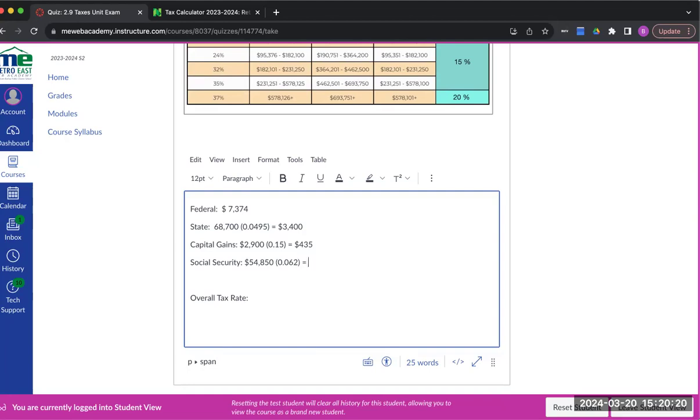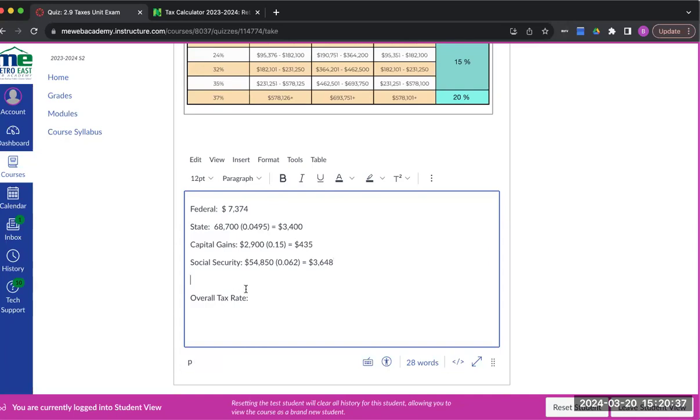And that's going to give us 58,850 times 0.062, which is going to be $3,648 of Social Security tax.